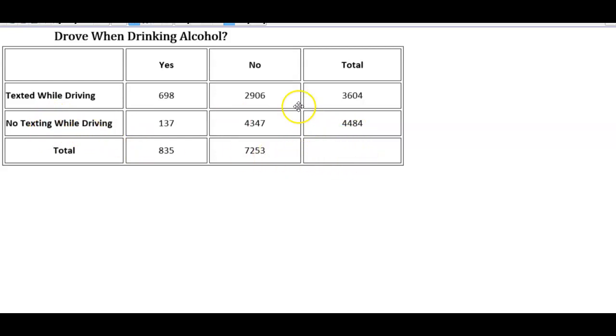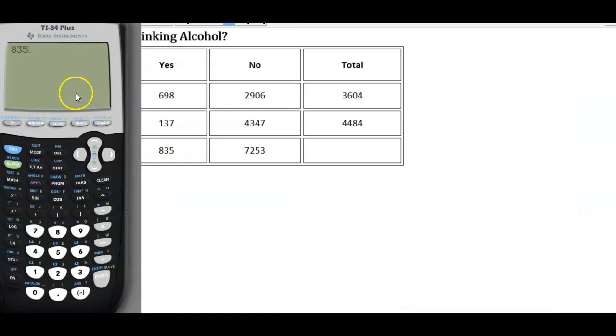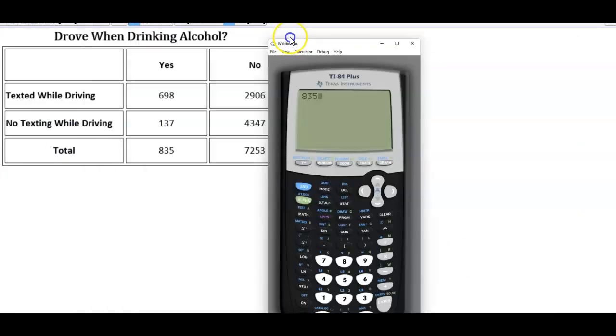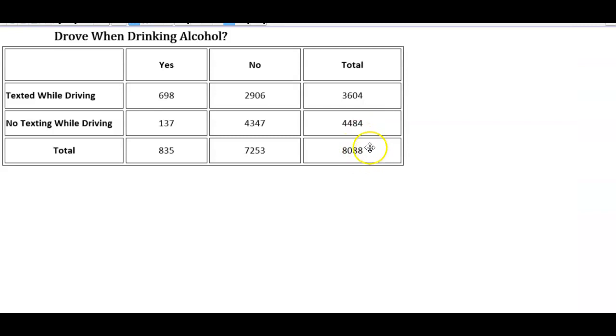Now we want to find the total of all that were surveyed in this study. So if we add 835 with 7,253, so let's go ahead and do that, 835 plus 7,253, we get 8,088. If we add the rows as well, 3,604 plus 4,484, we should get the same amount. So therefore, that is the total that has been surveyed in this entire study.